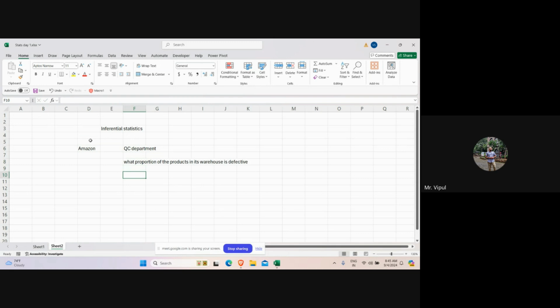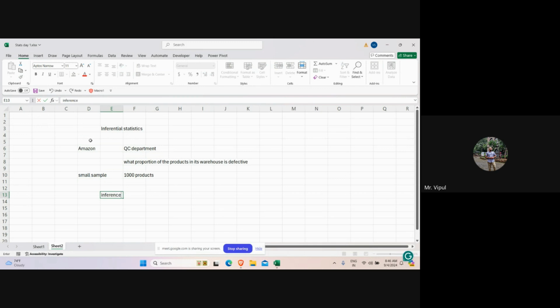Instead of going through all of its products, which would be a lot, the QC department can just check a small sample of, let's say, 1,000 products, and then find for this sample the defect rate, that is the proportion of defective products. Based on the sample's defect rate, the team can infer what the defect rate is for all the products in the warehouse, right? So इसको बोलते हैं inference.